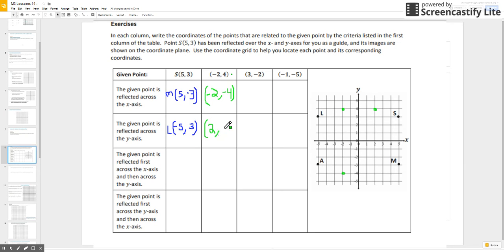And of course, the 4, the y value stays the same. So just like before, you can pause the video now and take care of these two, or you can fill out the rest of it and take care of all these at once. So let's continue to move through this.